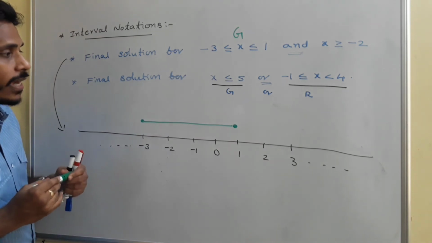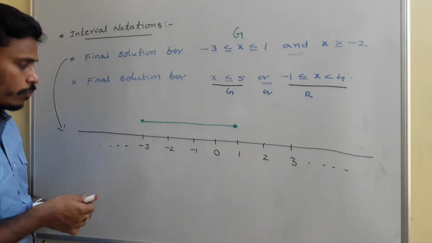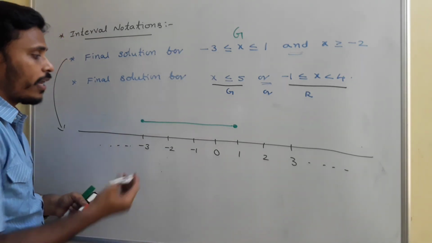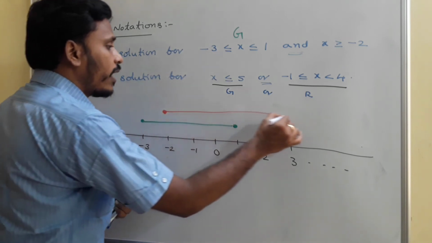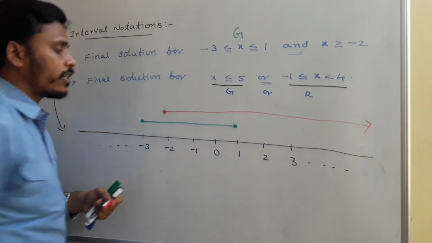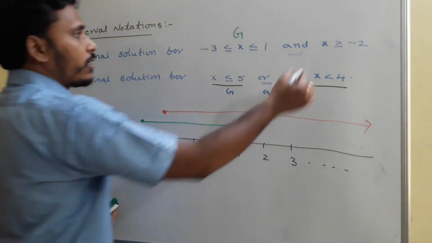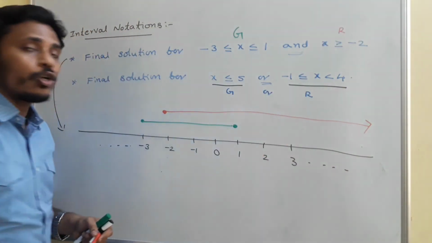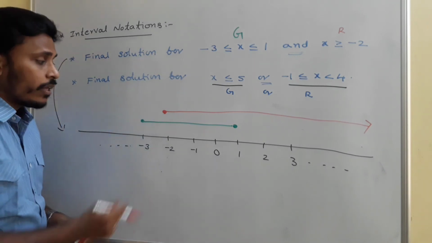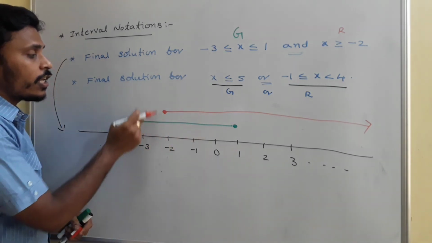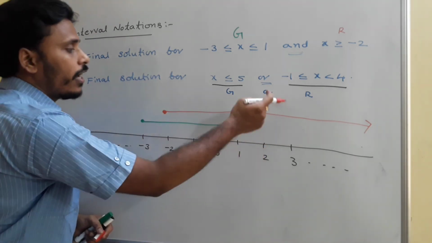Whereas coming to x greater than or equal to -2, -2 is included, and greater than means the right side, every number to the right side of -2. So that's the red color. Now you need to think about green color and red color. Green and red. Where is green and red? Here is only green, no red. Here is only red, no green.